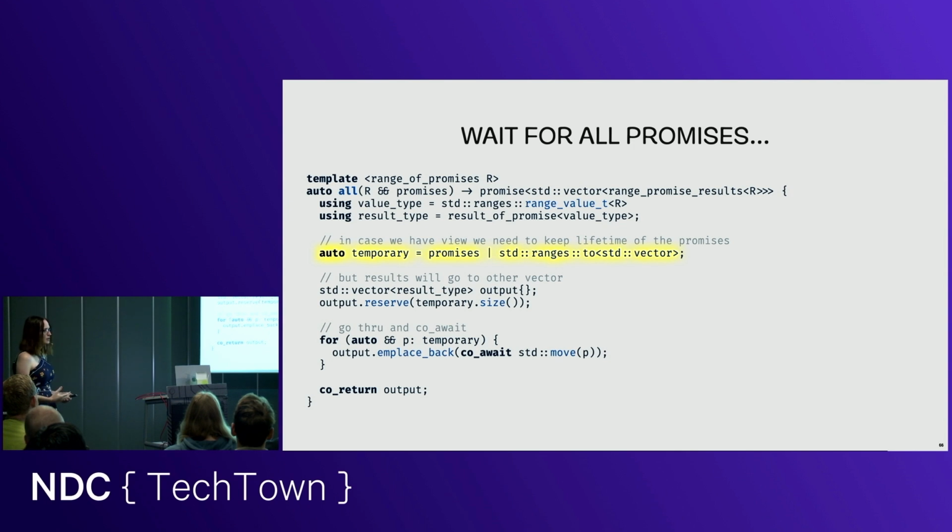You need to materialize the view into something concrete, so actually the promise type will be created. So I create a temporary vector from the promises. Then I will create an output, which is the same size as the temporary. And for each temporary promise, I will co-await and return the result of the promise into the output, and return the output.